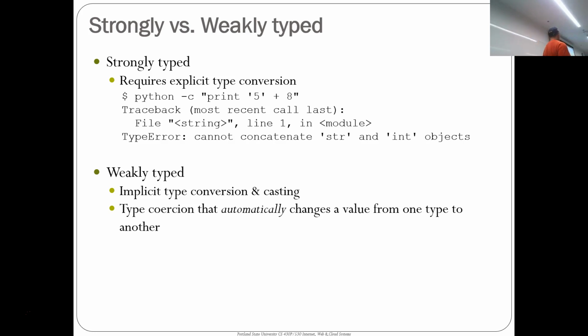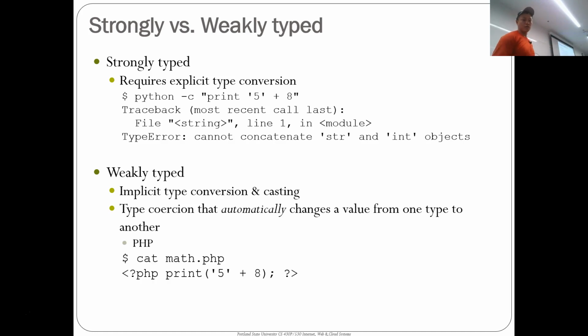A weakly typed system will implicitly convert your type based on how you're using it and then cast it to something else. So it automatically changes a value from one type to another without the explicit signal from the programmer. Okay? So PHP is one of those. So what do you think this will give you? This is my PHP script. I just print the string 5 plus 8.